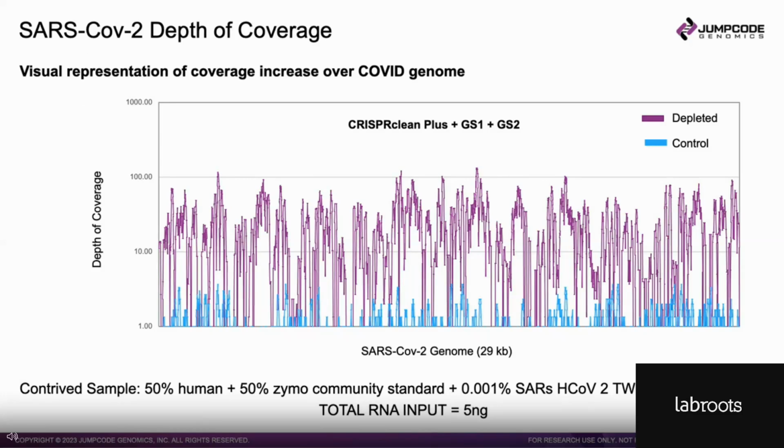Here is a graphical representation of the SARS-CoV-2 genome coverage. The y-axis is the depth of coverage, while the x-axis represents the 29 kb SARS-CoV-2 genome. The blue plot is the control, while the purple plot is that of the contrived sample that was treated with a cocktail of the CRISPRclean Plus guide set plus the GS1 and the GS2 guide sets.